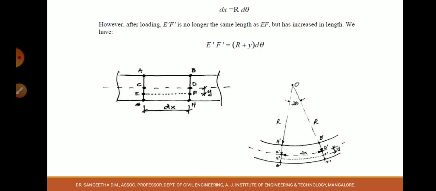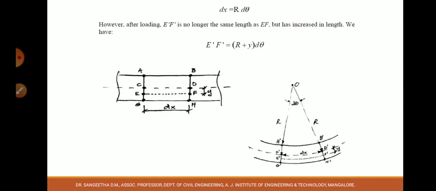dx is equal to r into d theta. The curved length is equal to r into theta. However, after loading, E dash F dash is no longer the same length as EF, because it will elongate. So, E dash F dash is not the same as EF.